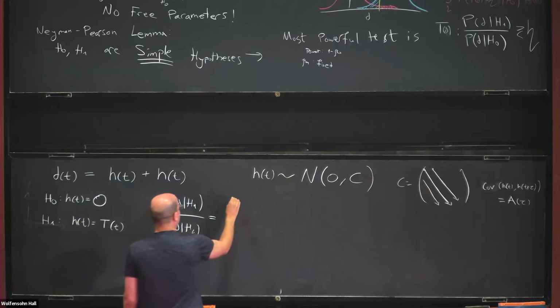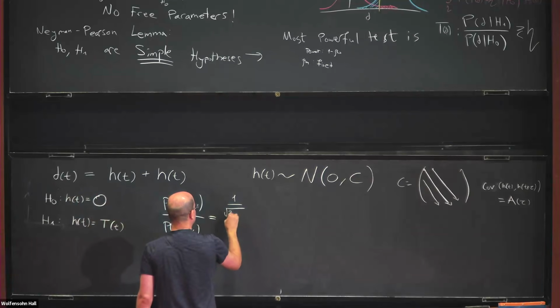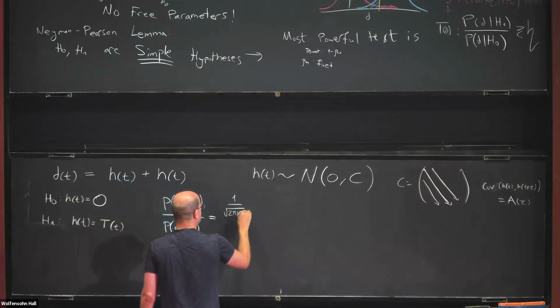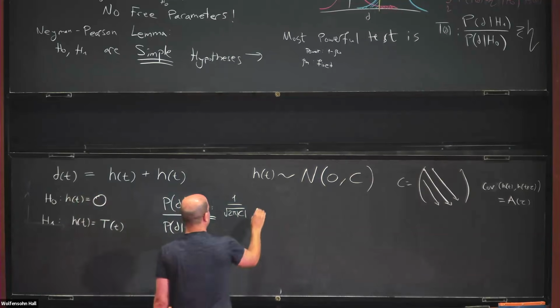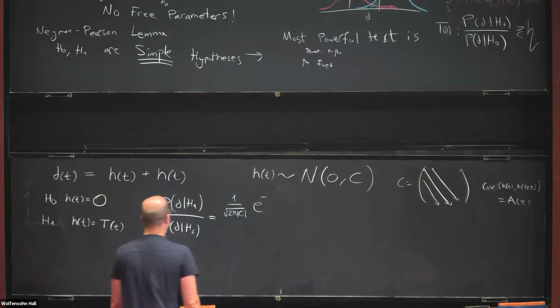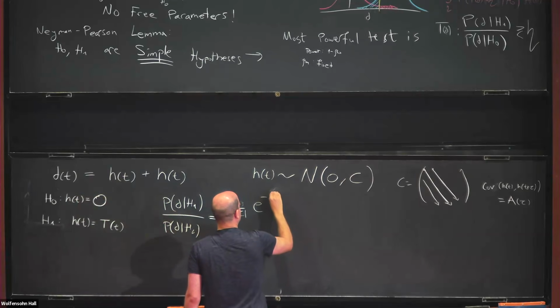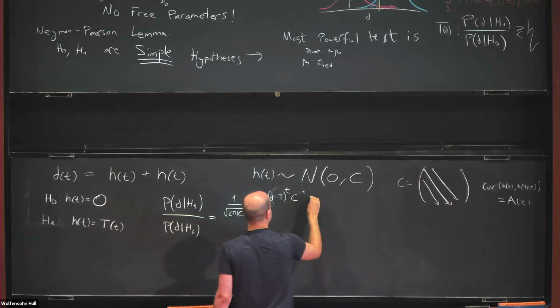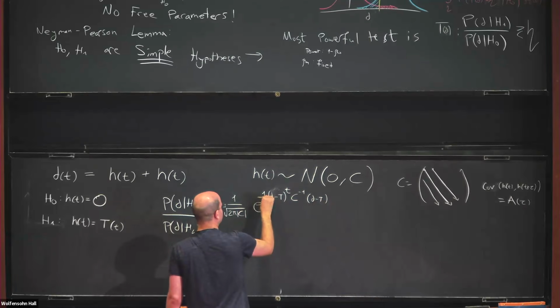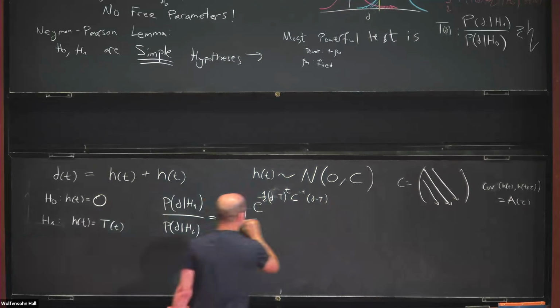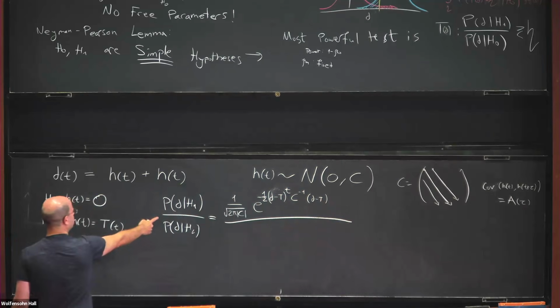Top part: 1 over square root of 2 pi C, whatever, and then e to the minus, and here I will have D minus T transpose C minus 1, D minus T, and there's a half somewhere, minus half. So why is this the probability of the data given H1?